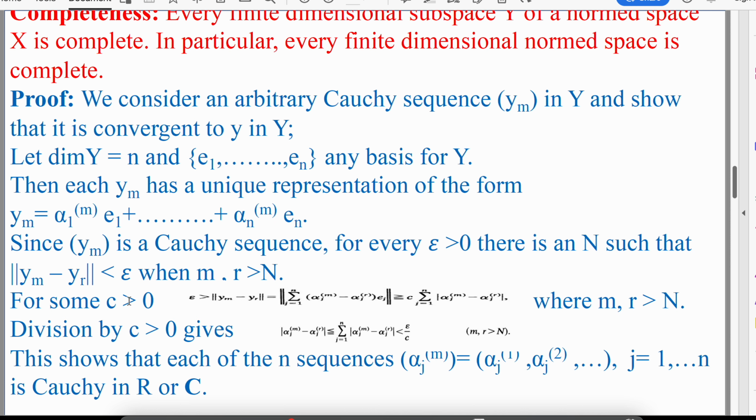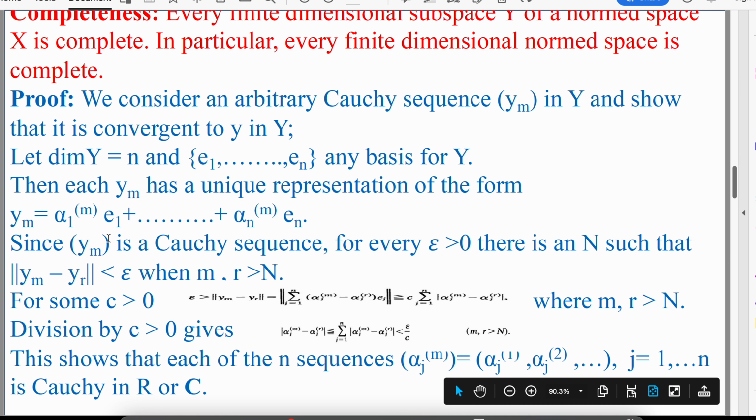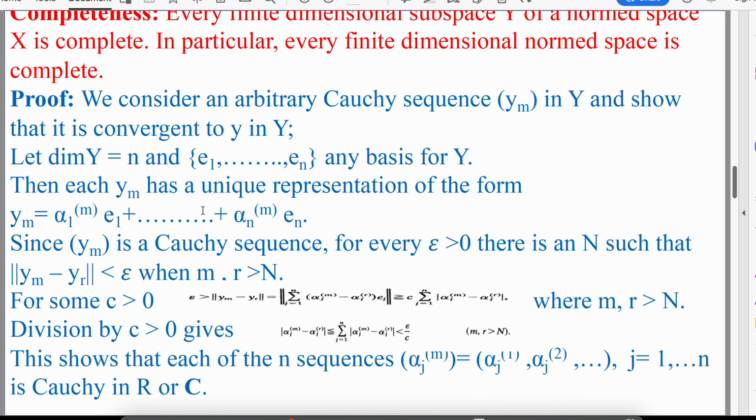It means for every epsilon greater than 0, norm of ym minus yr is less than epsilon. So I can write it like this: epsilon greater than norm of ym minus yr. Because ym is equal to alpha 1m e1 plus alpha 2m e2 plus and so on alpha nm en, we can write it in short as the sum of alpha jm ej, where j varies from 1 to n.